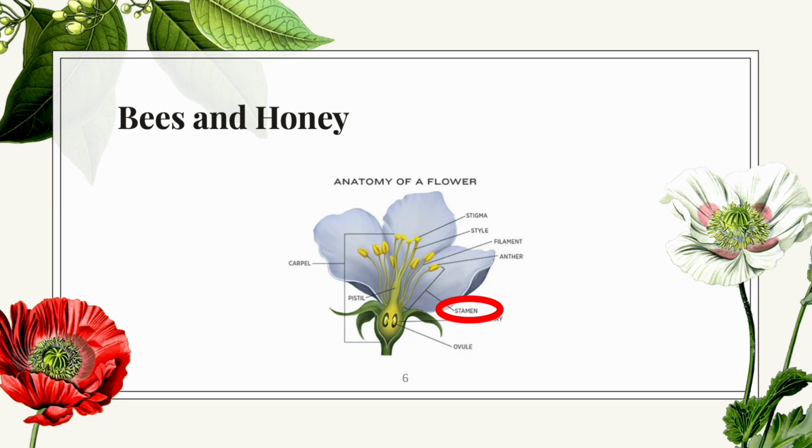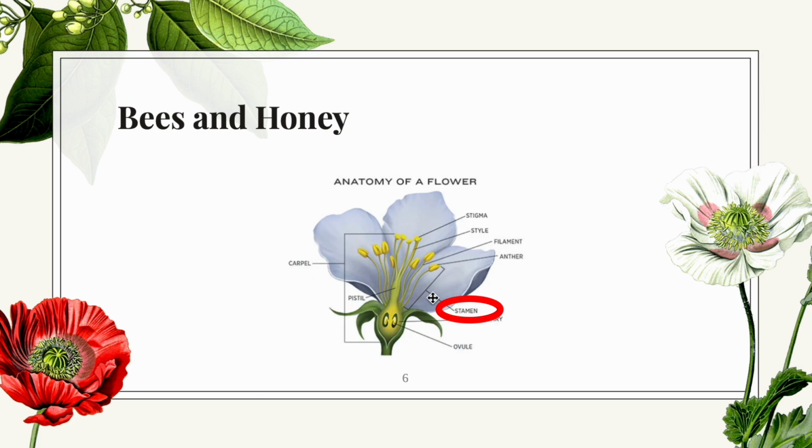They store the nectar in the honey sac, which has special enzymes, which is the molecule that speeds up reactions in living organisms. The enzymes will break down the sugars in the nectar while the bees travel from the flower back to its hive.